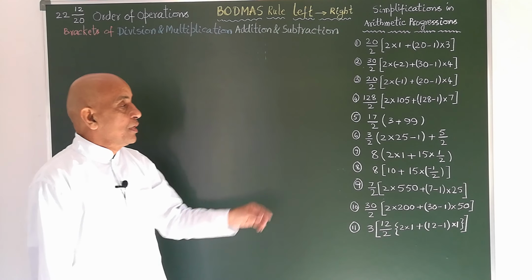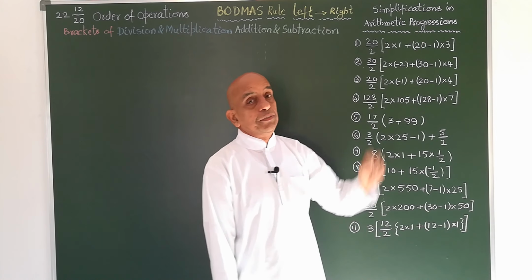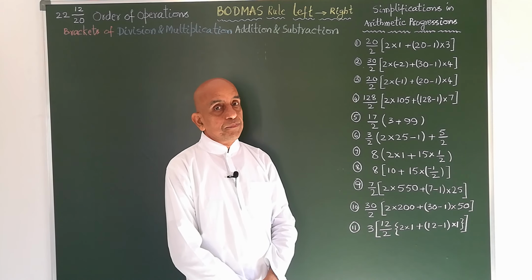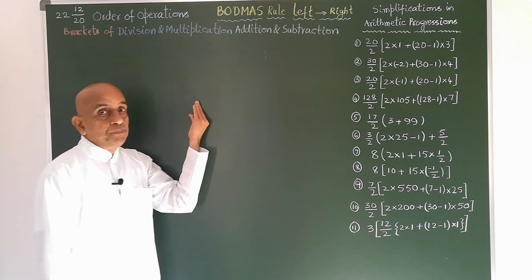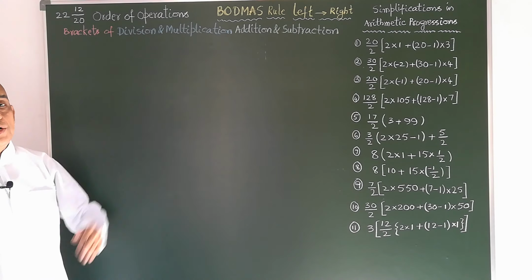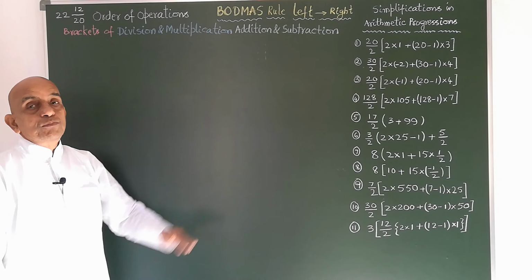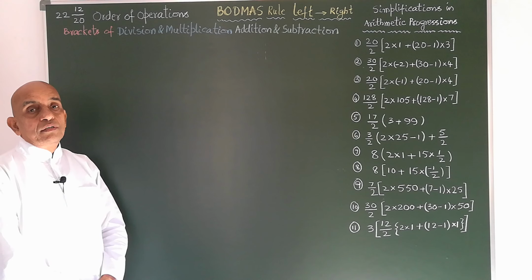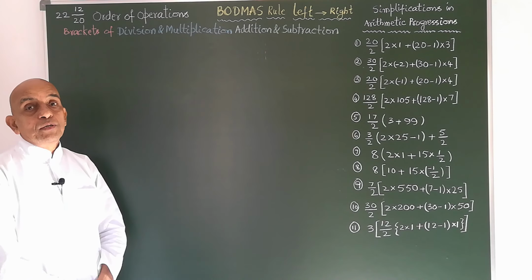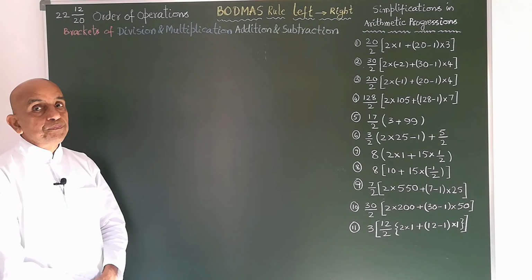Then after that, in class 9th and 10th, we have the chapter arithmetic progressions. These are the simplifications taken from that chapter. So first I will explain what is the need of this order. Then I will show one or two problems. Then remaining problems you can work out at your home. Then afterwards, when I teach this arithmetic progressions chapter, these simplifications will help you.